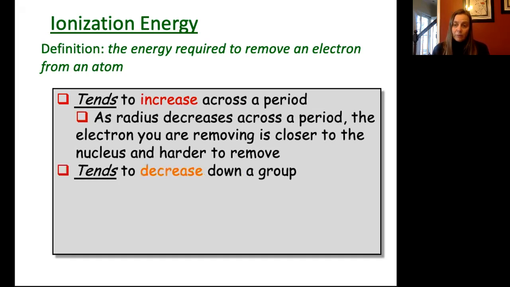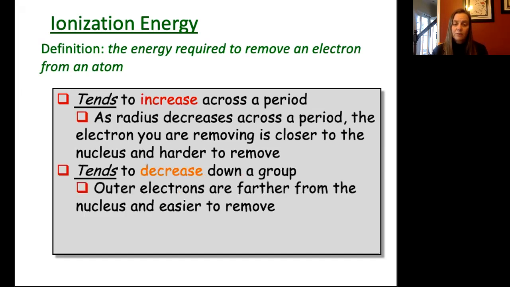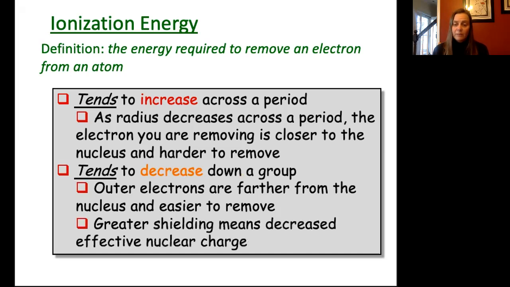As we go down a group, because we're adding those energy levels, because the electrons are getting farther away from the nucleus, they become easier to remove. And so this means as we go down, ionization energy tends to decrease. It takes less energy to take one electron off. And that greater shielding means a decreased effective nuclear charge. So the attraction is also not as strong.